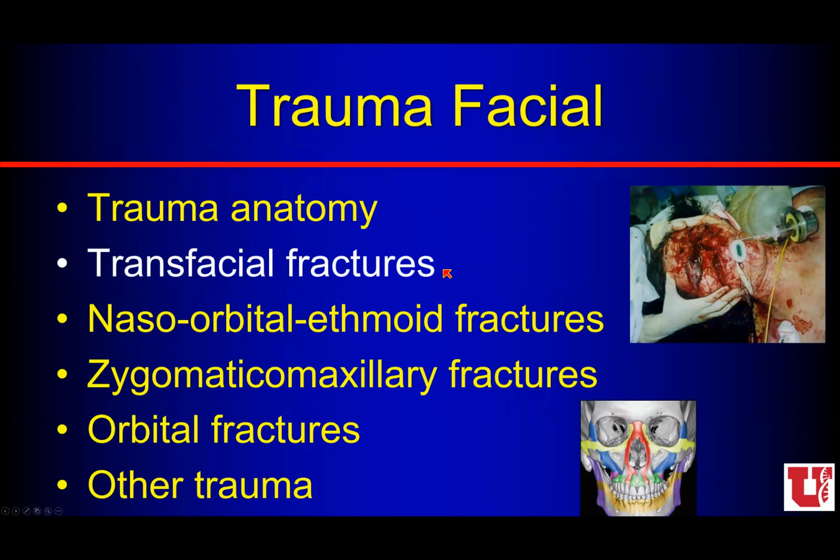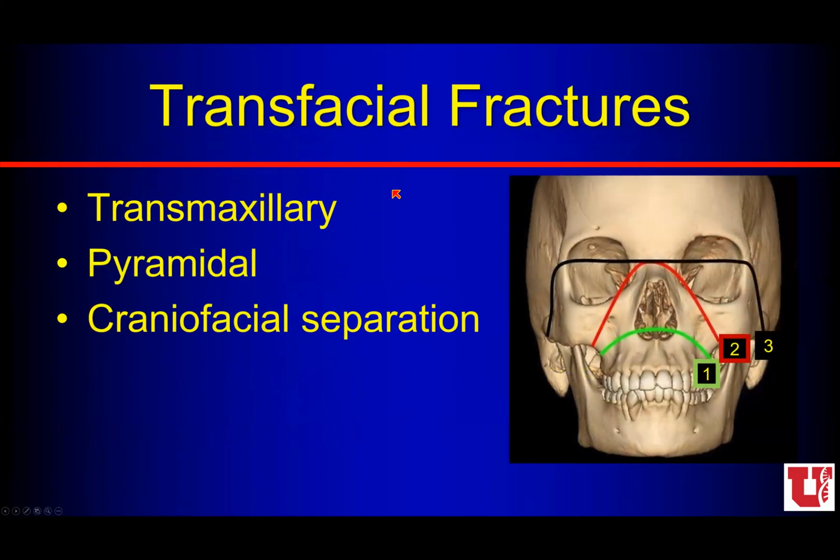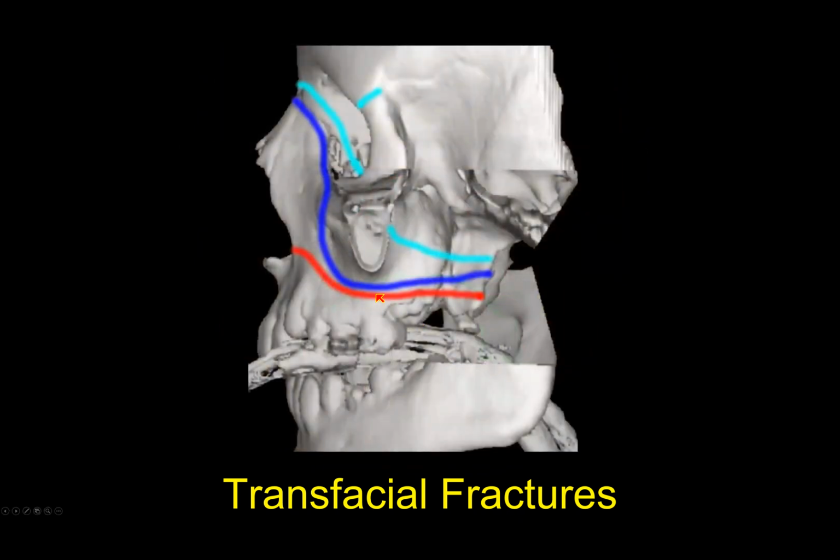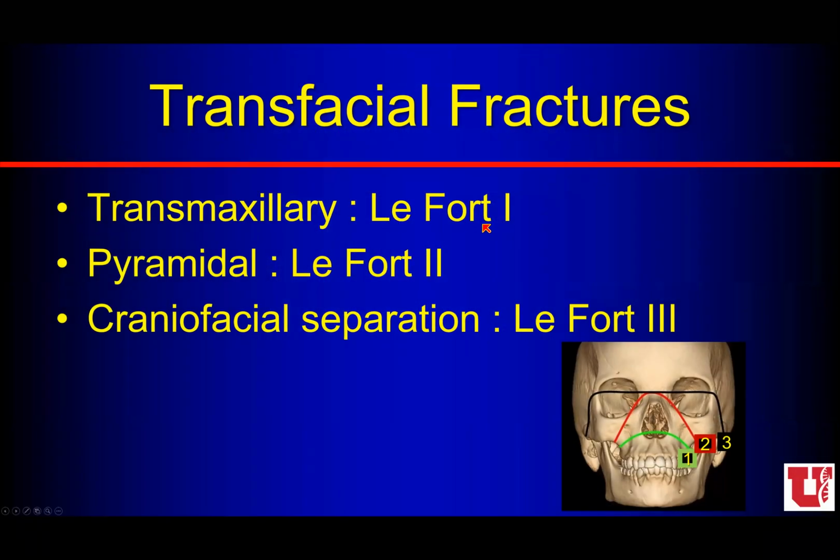We're going to start out first by talking about the transfacial fractures and their relationship to anatomy. We have three that are commonly talked about: the transmaxillary fracture, the pyramidal fracture, and the craniofacial separation, 1, 2, and 3 here at that level. So this is the transmaxillary, that's the pyramidal number 2, and the craniofacial separation is the number 3 type of fracture. If you think about a lateral view, the commonality between them is that they all involve the pterygoid plates back here with those transfacial fractures. So they're more commonly called the Lefort fractures.